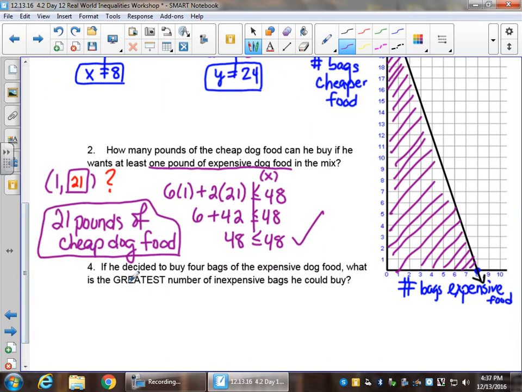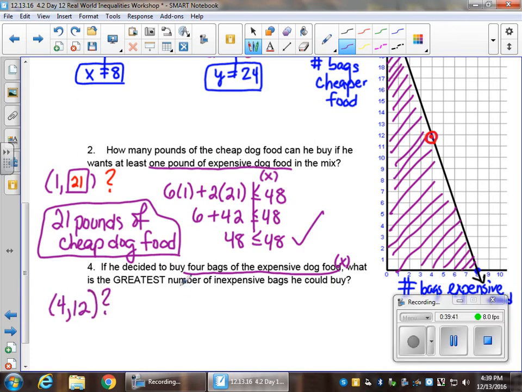If he decides to buy 4 bags of the expensive dog food, what is the greatest number of inexpensive bags he could buy? So now I know 4 bags of the expensive food, still a value for X. So I go to my x-axis and I go to 4 and I go up and I look. I'm thinking 12. I think we need to check it though because I'm not sure. My line was shifted just a little bit more in one or the other direction. That could or could not be possible. So I'm going to put 4, 12 with a question mark.